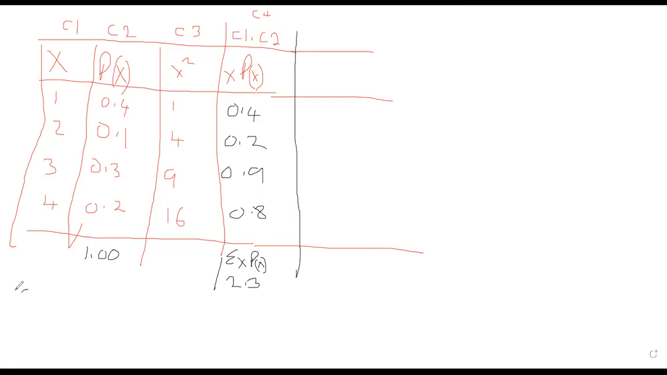So the mean, which is denoted by any of these three letters, you can use mu, you can use E, not summation, but the letter E with an x there. Or we can say summation of x px, it's the same thing. Summation of x px. So our mean in this case will be 2.3.